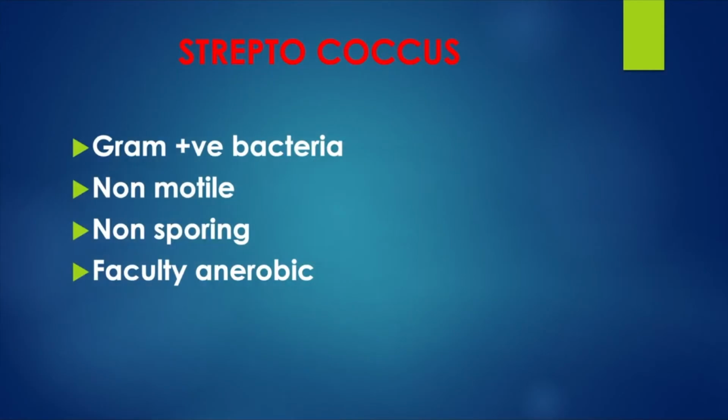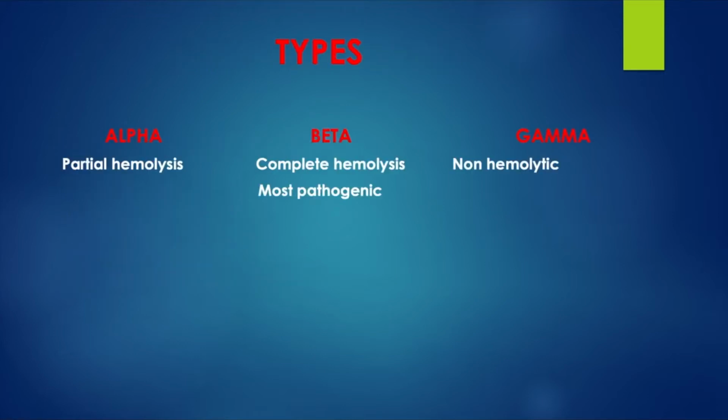Streptococcus. It is a gram-positive bacteria, non-motile, non-sporing, facultative anaerobic. Types: alpha, beta, and gamma. In alpha, partial hemolysis. In beta, complete hemolysis. It is the most pathogenic organism. Gamma is non-hemolytic.